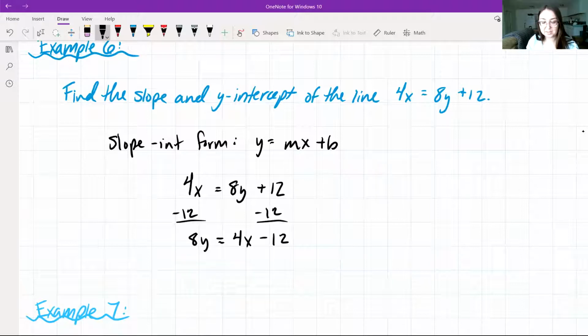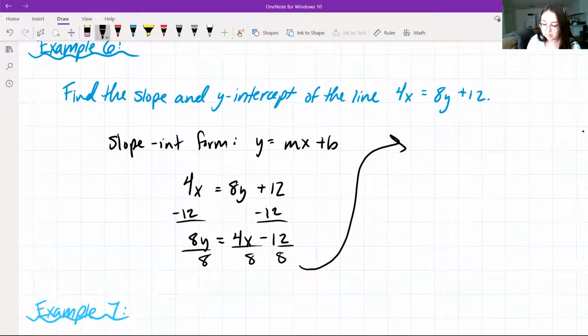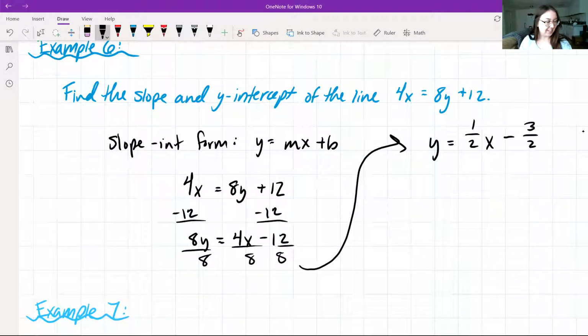Now all we have to do is divide each term by 8. So if we do that, I'm going to take the rest of our problem up here. We're going to get y is equal to 4 divided by 8, which is 1/2, x minus 12 divided by 8, which is the same thing as saying 3 divided by 2, 3/2.